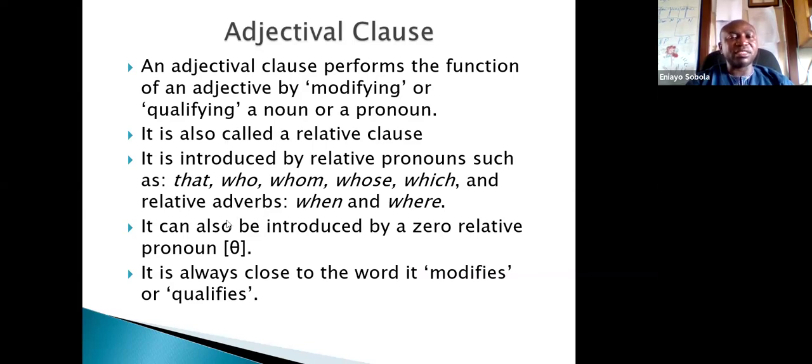And we also state that this adjectival clause or relative clause can be introduced by zero relative pronoun. That is, there will be no relative pronoun before it. But we know that it modifies a particular noun or pronoun. Another thing you need to note is that it is always close to the word it modifies.